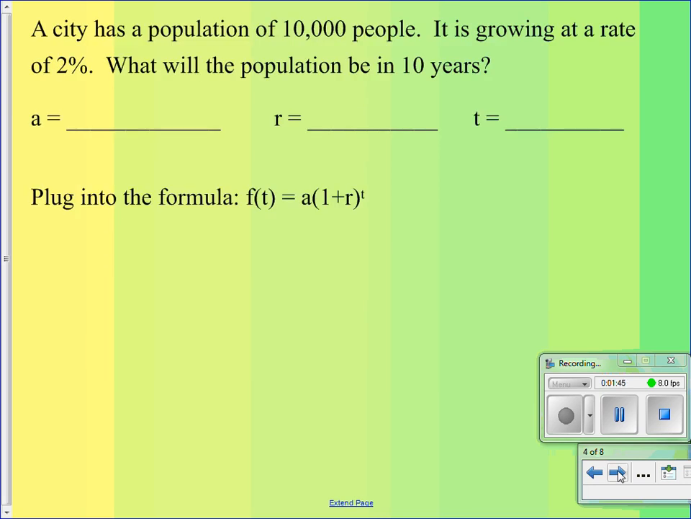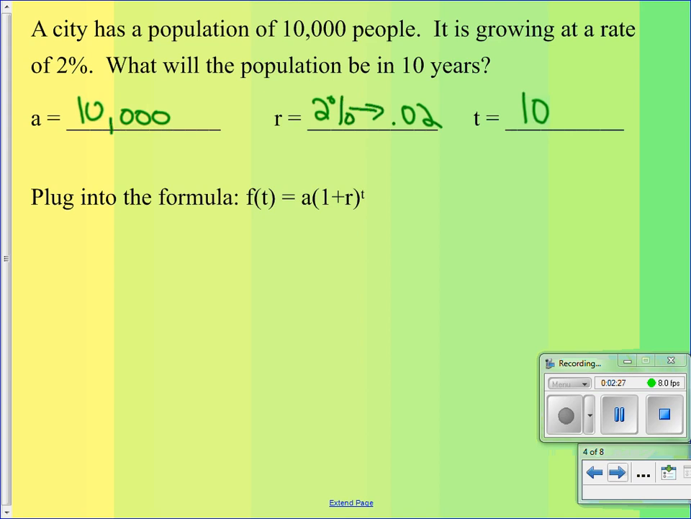So our first example: a city has a population of 10,000 people. It is growing at a rate of 2%. What will the population be in 10 years? So let's identify our variables. A, our initial amount or our initial population, is 10,000. R, the rate, is growing at 2%, which is going to convert to 0.02 when I move the decimal 2 spots. And what will the population be in 10 years? So t is 10.